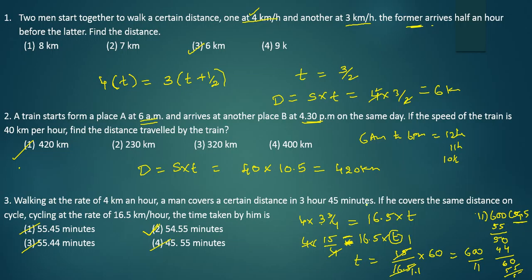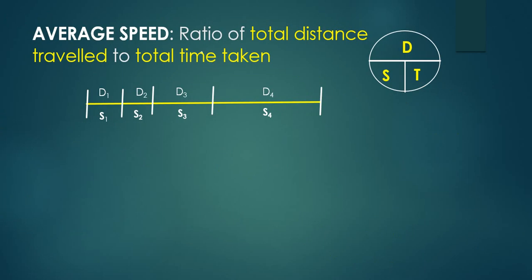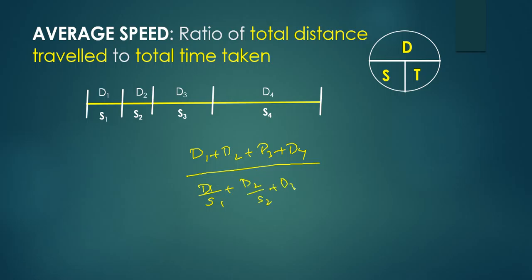Okay. Next, average speed. What is meant by average speed? Average speed is nothing but the ratio of total distance traveled to total time taken. What is the total distance traveled here? d1 plus d2 plus d3 plus d4. This is the total distance traveled. But the total time taken, what is the time? When distance and speed are given, the time is nothing but distance by speed. So d1 by s1 plus d2 by s2 plus d3 by s3 plus d4 by s4.